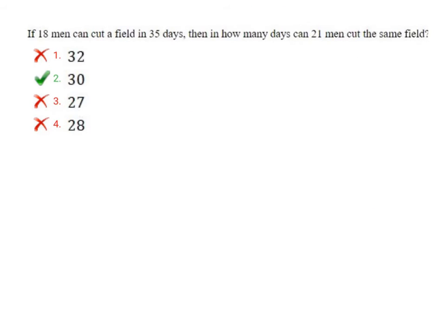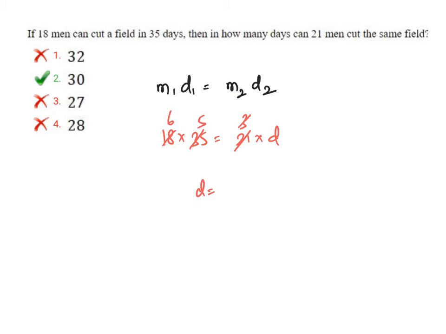Next. If 18 men can cut a field in 35 days, I can say M1D1 is equals to M2D2. In how many days can 21 men cut the same field? So 18 into 35, 21 members in how many days? 7 3s are 21, 7 5s are 35, 3 1s are 3, 3 6s are 18. Therefore, by looking at it, say 30 days.